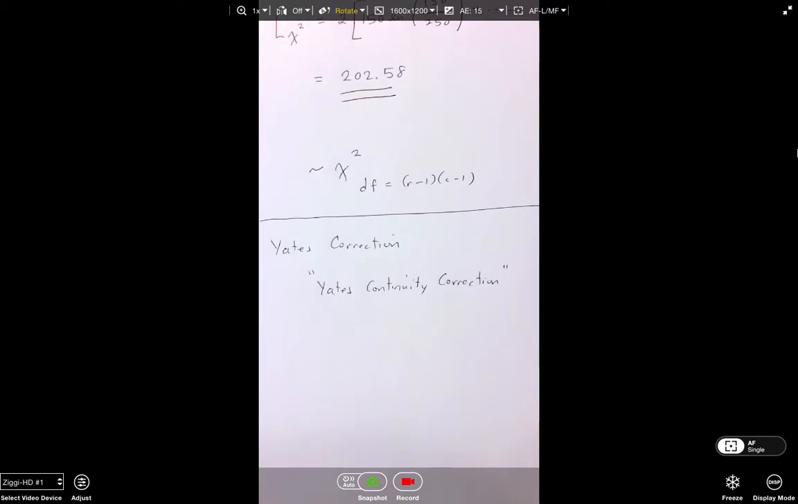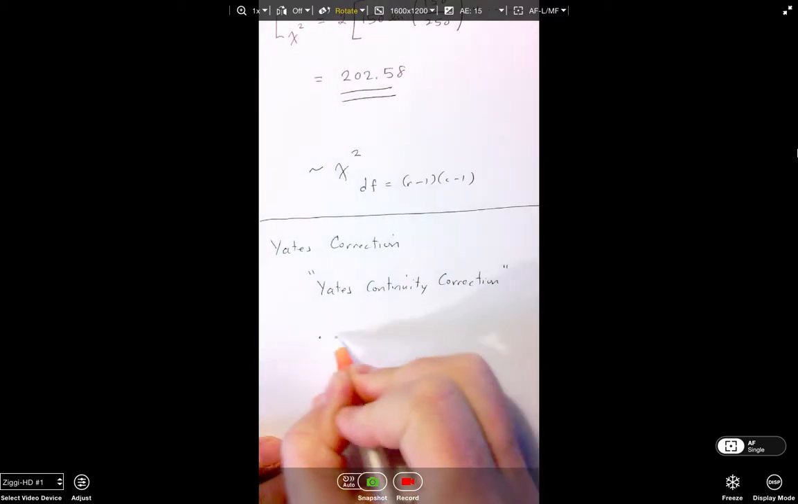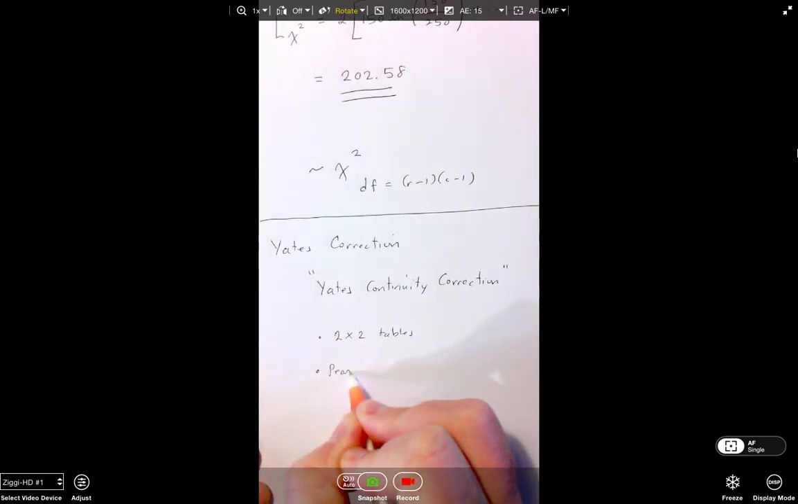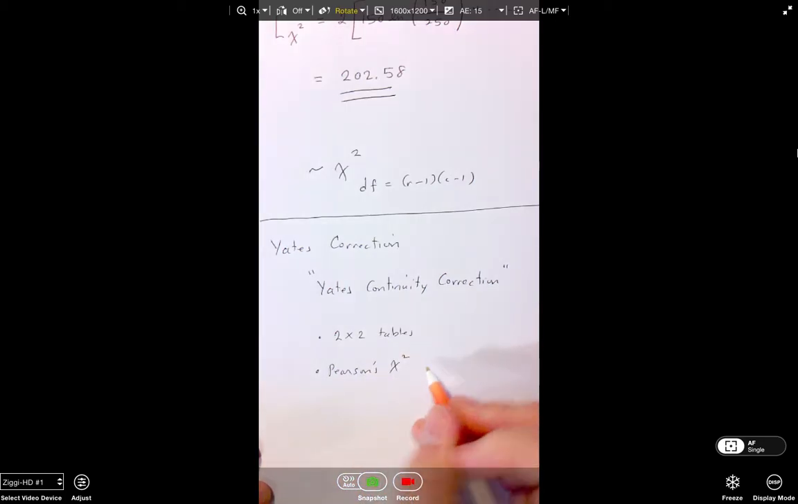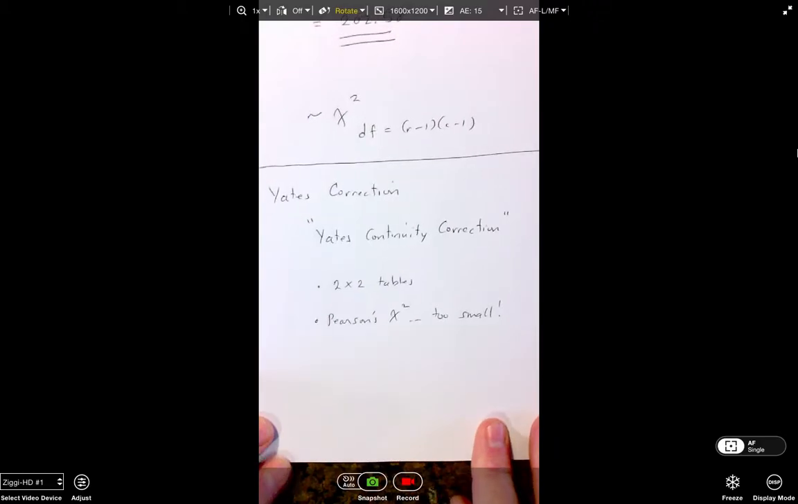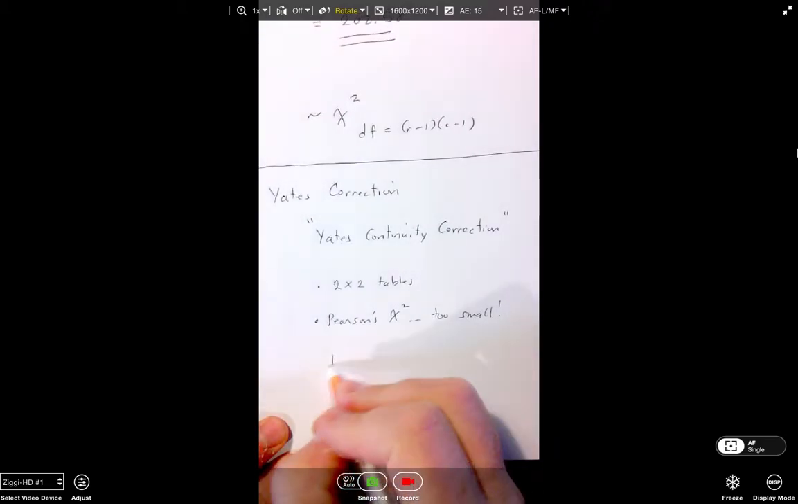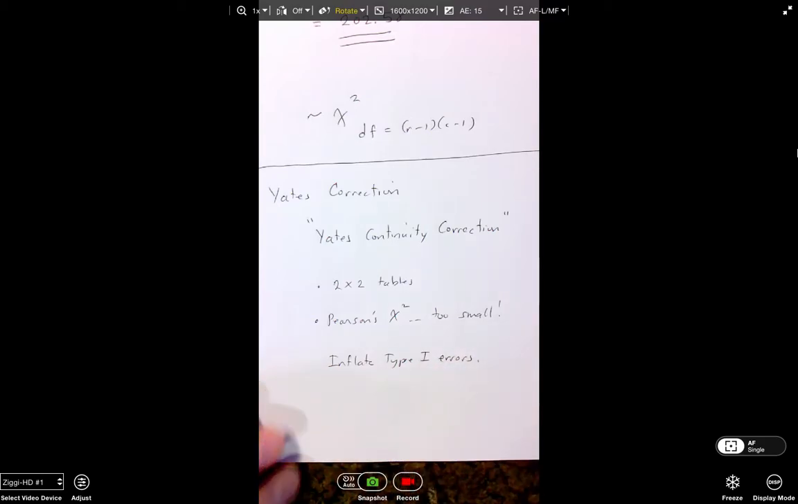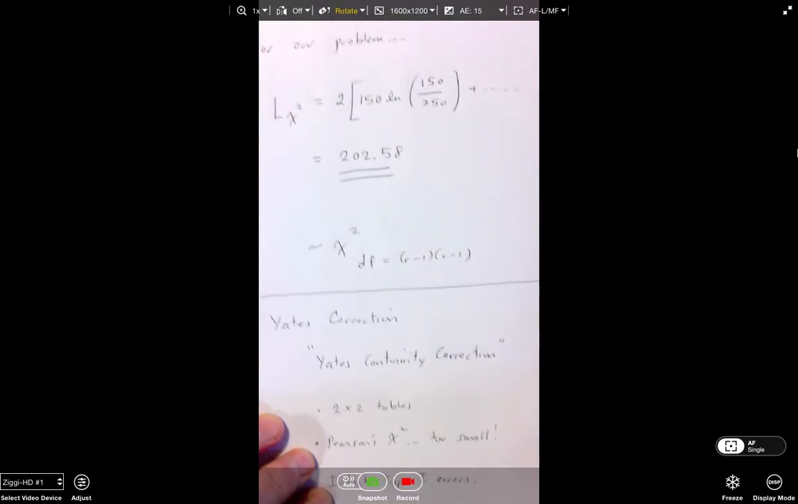The reason that the Yates continuity correction method is so important is that in many 2x2 tables, just like we have, and typically I never even consider Yates continuity correction unless I have a 2x2 table, what happens is Pearson's chi-square tends to be too small. And what happens in this situation is we inflate type 1 errors.